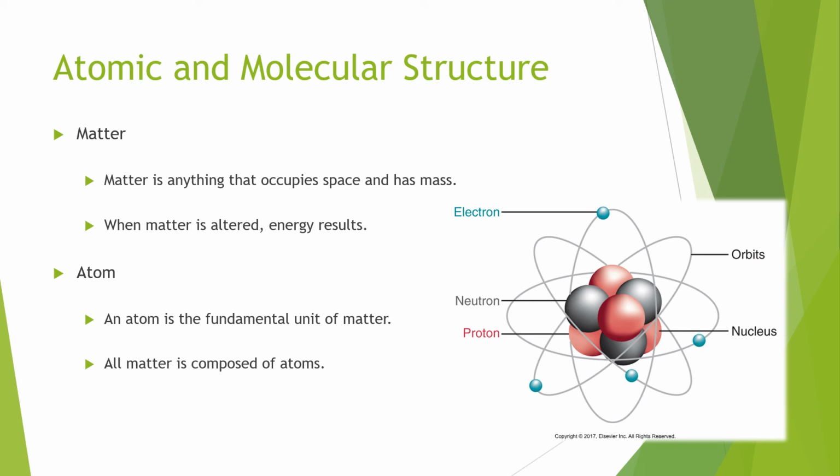All right, so here we have atomic and molecular structure. We're going to be discussing matter. Matter is anything that occupies space and has mass. Remember from high school, middle school science classes, the three main types of matter are gas, solid, and liquid, right? But we're going to go even smaller, down to atoms and molecules. When matter is altered, when those atoms are altered, energy will result. And an atom is a fundamental unit of matter. All matter is composed of atoms.